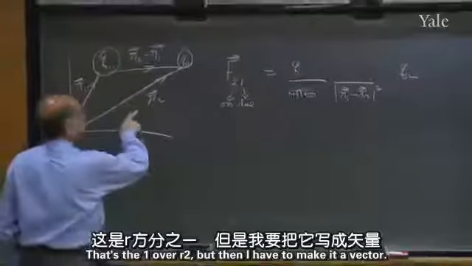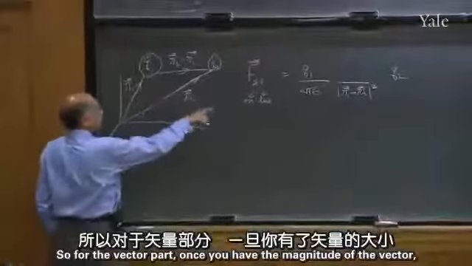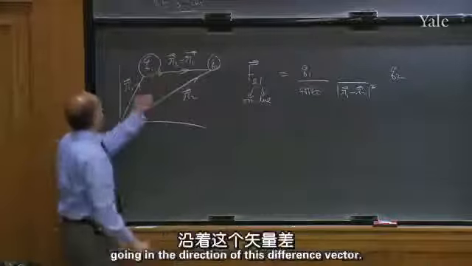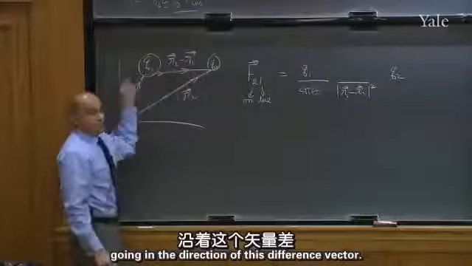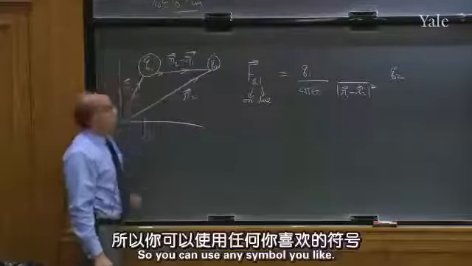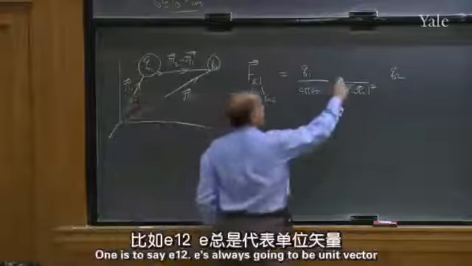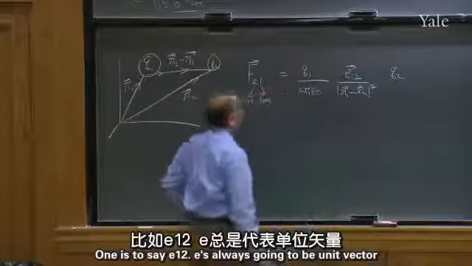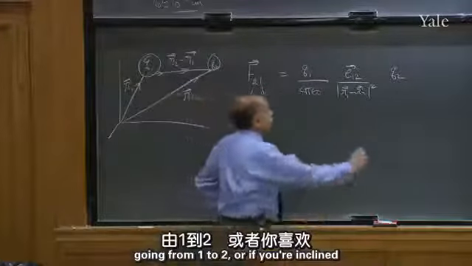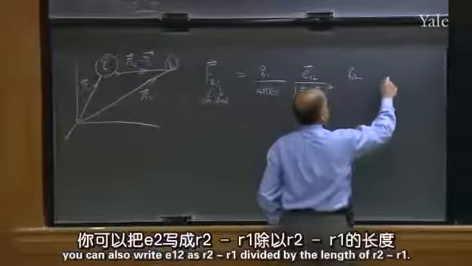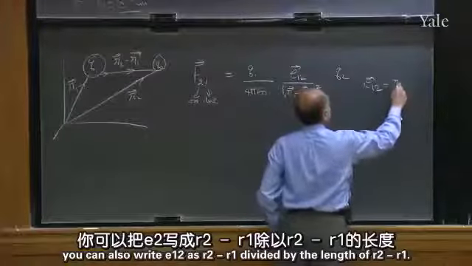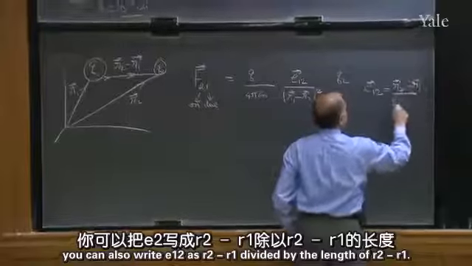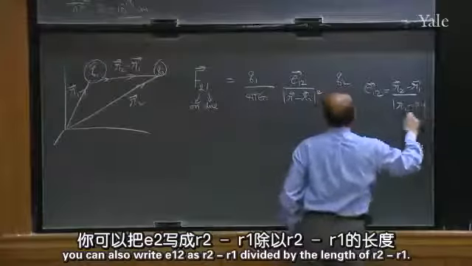But then I have to make it a vector. So for that vector part, once you have the magnitude, you should multiply by a vector of unit length going in the direction of this difference vector. You can use any symbol you like. One is to say e12. e12 is always going to be the unit vector going from 1 to 2. Or if you're so inclined, you can also write e12 as r2 minus r1 divided by the length of r2 minus r1.